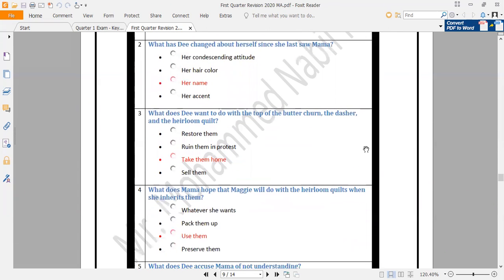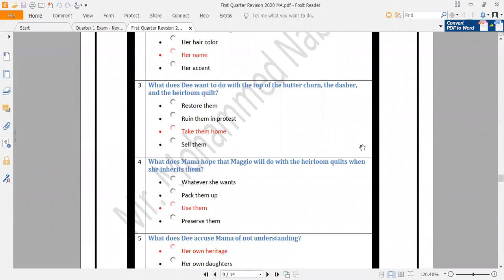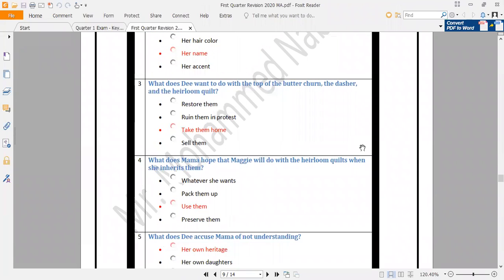Number 3, what does Dee want to do with the top of the butter churn, with the heirloom quilts? To take them home. She wants to take them home and never use them. She treats them as if they are in a gallery or in a museum.